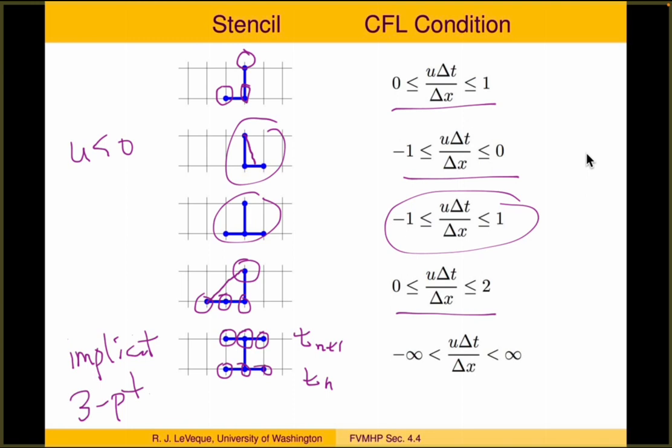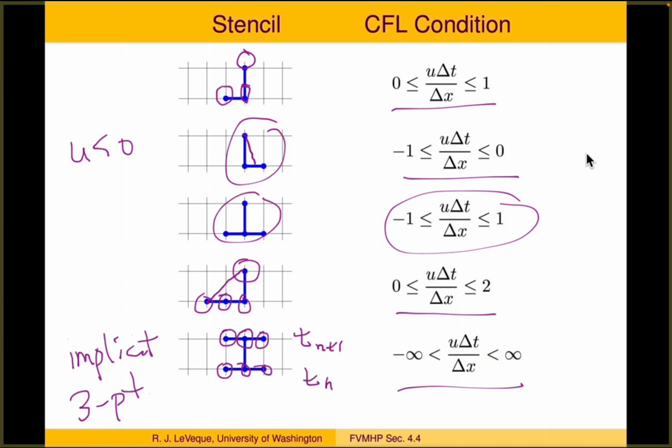Because everything is coupled, and the only way to compute things at the next time is to solve a linear system that involves all of the data at the previous time, the CFL condition for this method isn't providing any restriction, because we're in essence using all of the data at time tn to calculate each value at time tn plus 1. So in principle, we're taking into account all of the data, no matter how large our delta t over delta x is. So an implicit method doesn't have a CFL restriction.